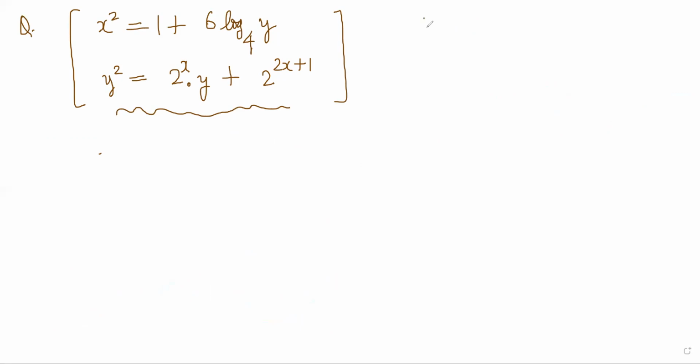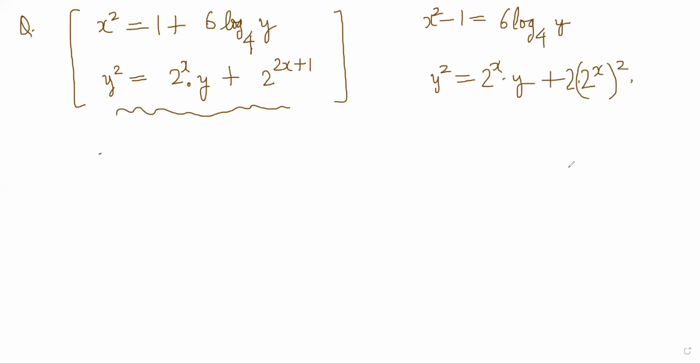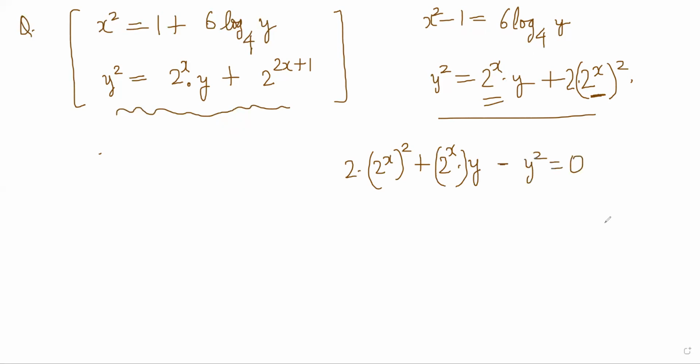We have x square minus 1 is equal to 6 log 4 y, and here we have y square is equal to 2 power x into y plus 2 power x whole square. So I will not do all of this; I will solve for 2 power x. This is a quadratic in 2 power x. So it is 2 into (2 power x) whole square plus 2 power x into y minus y square is equal to 0.